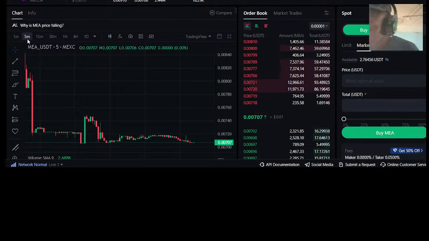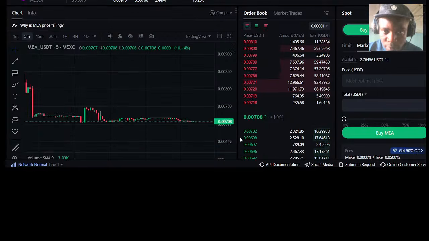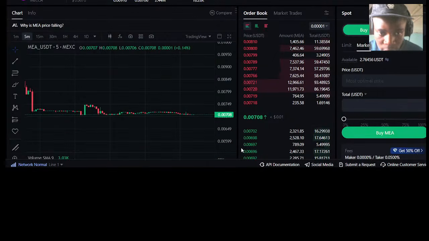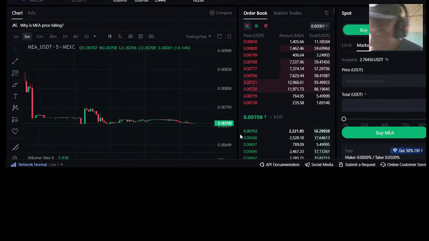We'll be setting our time frame to 5 minutes. Yeah, 5 minutes. And I hope you guys still remember the difference between limit and markets and their usefulness also.